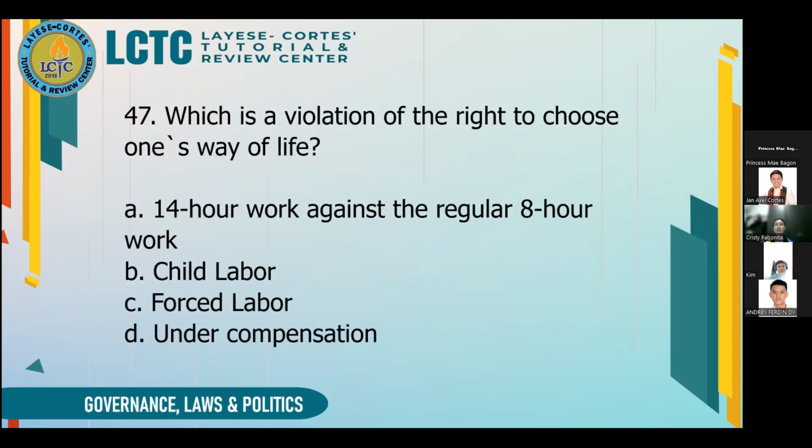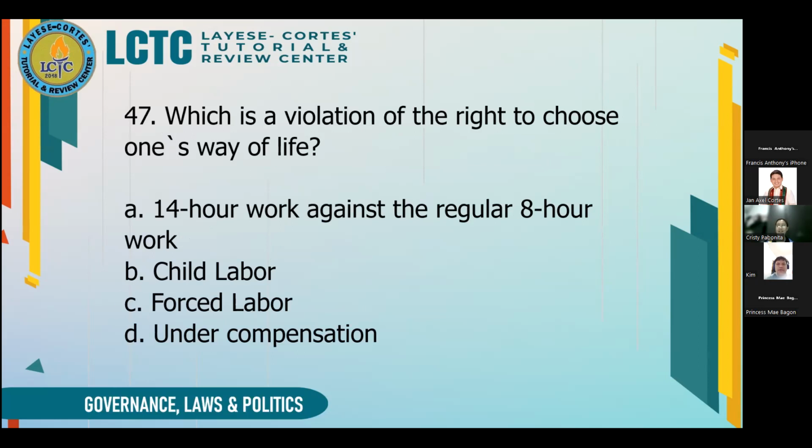47. Which is a violation of the right to choose one's way of life? Is it A, B, C, or D? Letter C, forced labor. Forced labor.